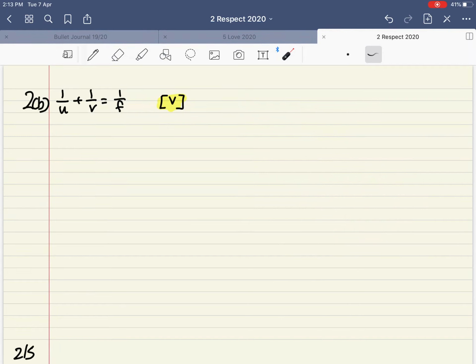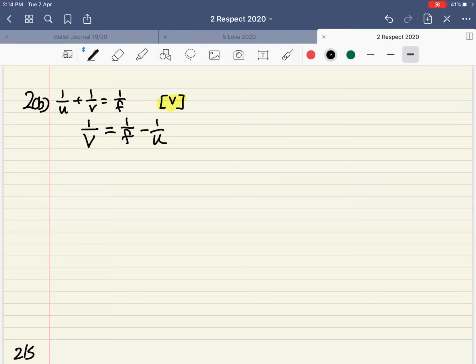So what we need to do for this question is this. In order for us to take the reciprocal, I need to combine the fractions before I can take the reciprocal. Now, I want to make v the subject of the formula, so first I say 1 over v equals 1 over f minus 1 over u.